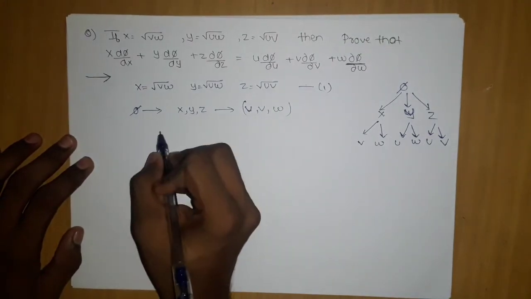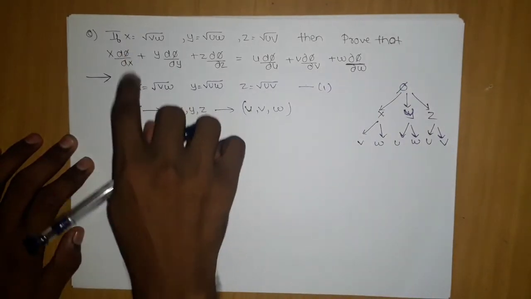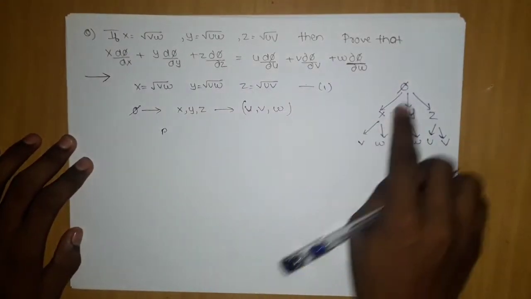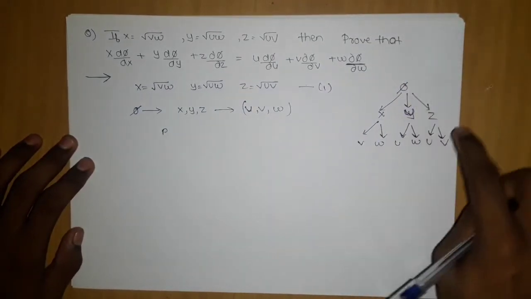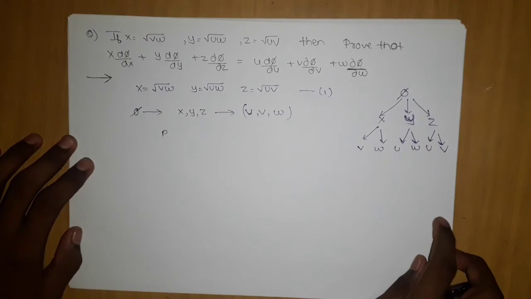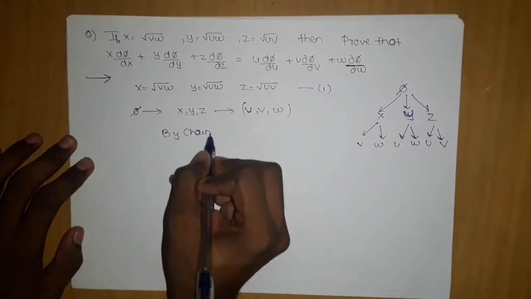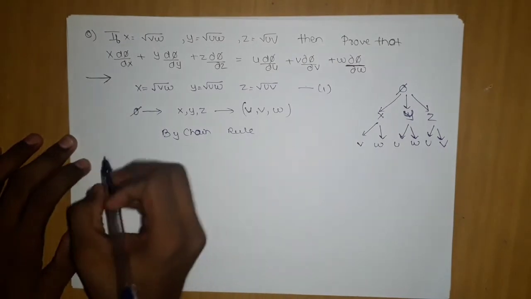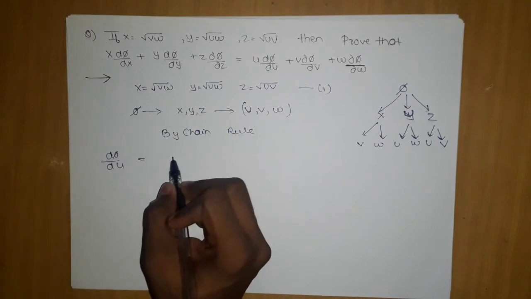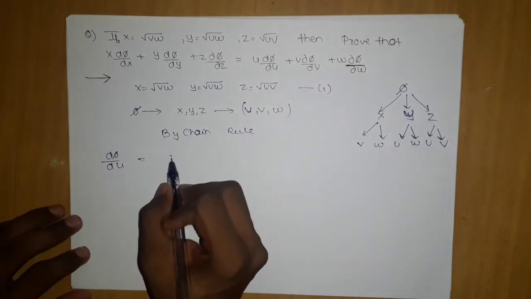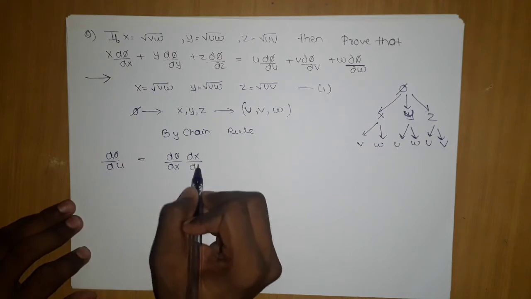Right? Now what you can find, dou phi by dou v, you cannot find dou phi by dou x, dou phi by dou y, dou phi by dou z. You can find dou phi by dou v, dou phi by dou u, dou phi by dou w. Okay, all these things. So by chain rule, dou phi by dou u I will find out, which will be dou phi by dou x into dou x by dou u.